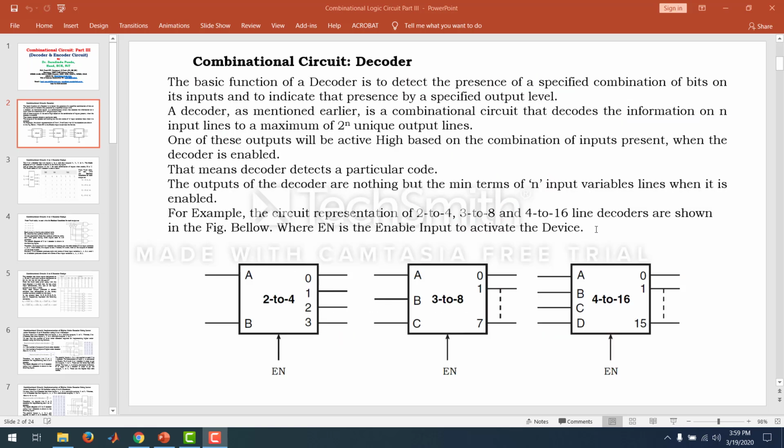Decoder. The basic function of a decoder is to detect the presence of a specified combination of bits on its input and to indicate that presence by a specified output level. It has n inputs and 2 to the power of n output lines. One of the outputs will be active high based on the combination of the inputs present when the decoder is in enable mode. So the outputs of the decoder are nothing but the min terms of the n input variable lines when it is enabled. The 2 to 4, 3 to 8 and 4 to 16 decoders are shown in the figure below.